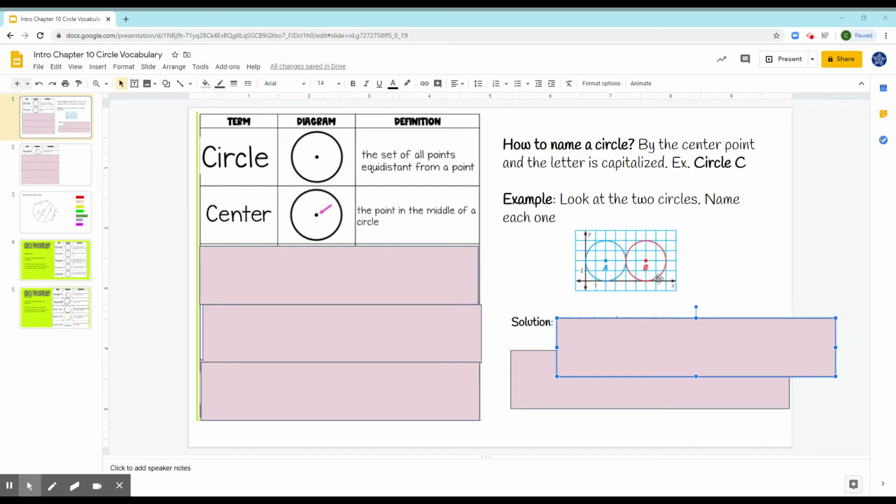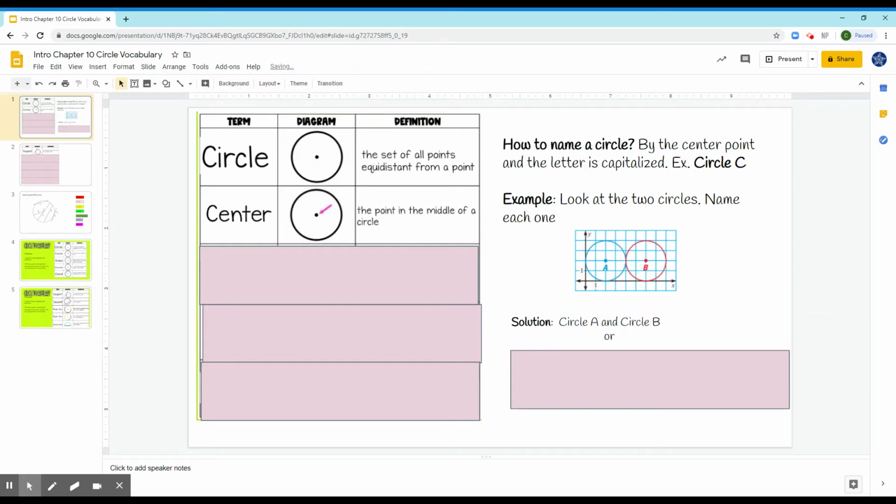All right, look at these two circles here. I have a blue and red circle. How would I name each one? I could name them circle A and circle B. Again, notice I capitalized A and B. We can also write in our notation for geometry with a symbol for circle with a dot in the center. So you can see I wrote circle A and circle B. Again, A and B are capitalized.